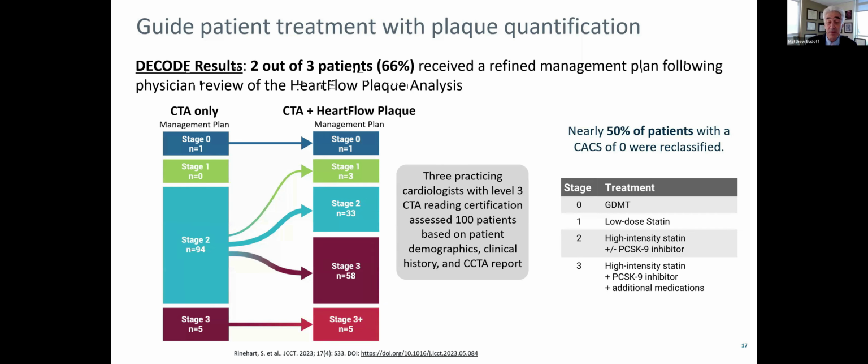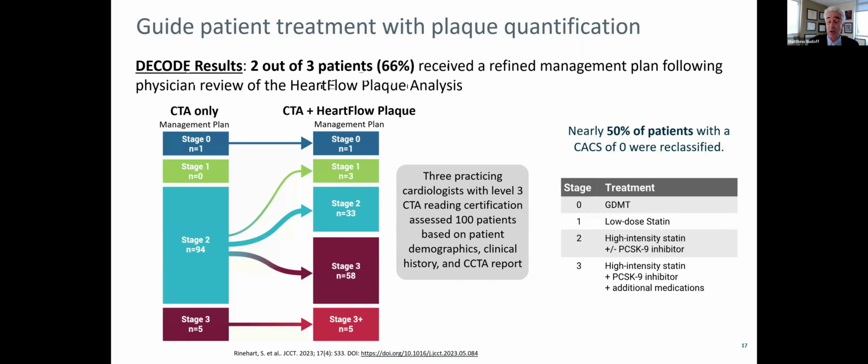And then they said, okay, now based on the additional information about plaque volumes, this is what happened. And you can see 58 out of 94 patients, so over 60% of patients actually were underestimated based on the CT angio without the HeartFlow plaque. When we added in the plaque, they were actually stage 3 and actually lend themselves to more aggressive therapy. Nearly half of patients with a calcium score of 0 were reclassified, most of them to stage 1, but still we found plaque and therefore were able to implement different therapies.